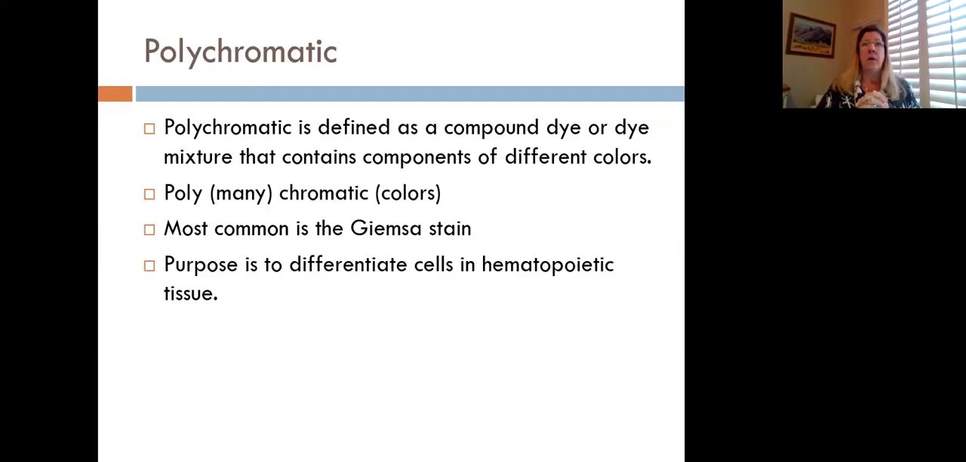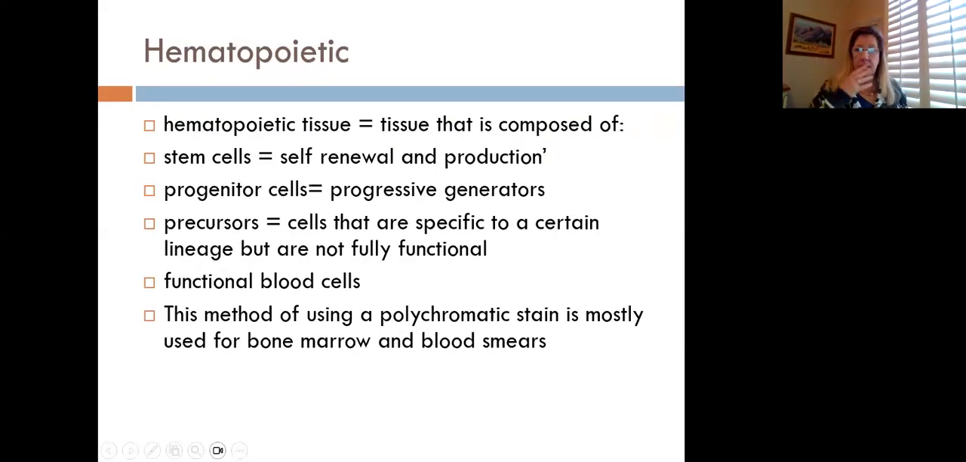Really, you're going to see polychromatic done a handful of times. But in the Giemsa stain, its whole purpose is to seek out and differentiate different hematopoietic tissue. So, what is hematopoietic? Hematopoietic tissues are tissues that are composed of all different types of cells that stain differently. So, a classic example, bone marrow.